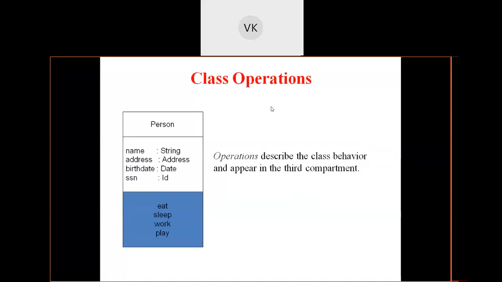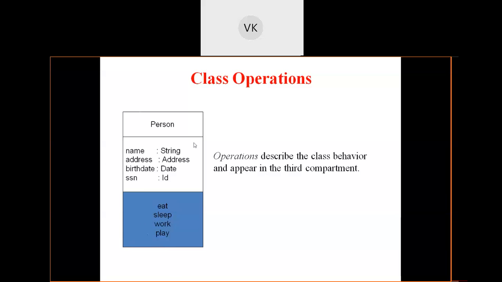Next is the operation. Operations describe the class behavior and appear in the third compartment. Person is the name of the class, the second compartment is for the attributes, and the third shows the operations done by the person. For example, a person can eat, sleep, work, and play. All these are operations, or we may call them the behavior of the person.